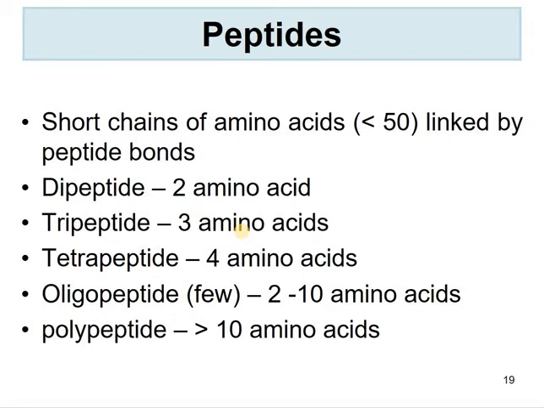And then it's called a polypeptide when it has more than 10 amino acids. Made a mistake there. So when it has greater than 10 amino acids but less than 50, because 50 and above, that's when you call it a protein.